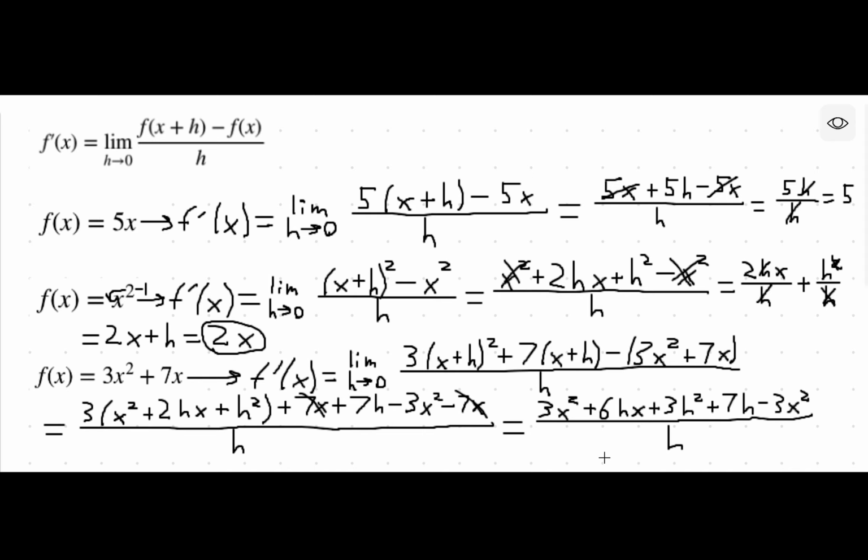So now for the numerator, the 3x squared and the minus 3x squared cancel out. So I just have 6hx plus 3h squared plus 7h for the numerator. So again, if I plug in h right now, I have a division by 0, which is what I don't want. So I want to simplify this a little more before plugging in h. So what I can do is divide each term by h, just like before. So I'm going to continue the problem up here. So now I'm going to divide each term by h.